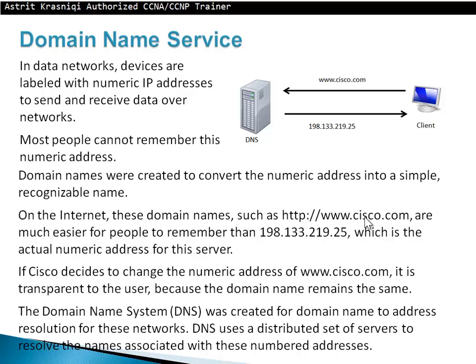Domain name services. In a data network, devices are labeled with numeric IP addresses to send and receive data over networks. Most people cannot remember these numeric addresses. Domain names were created to convert the numeric address into a simple, recognizable name. On the internet, domain names such as www.cisco.com are much easier for people to remember than 198.133.219.25, which is the actual numeric address for the Cisco server. If Cisco decides to change the numeric address of cisco.com, it is transparent to the user because the domain name remains the same.